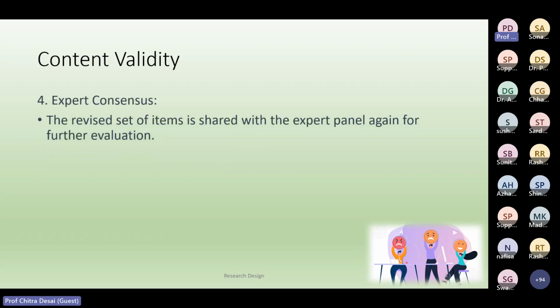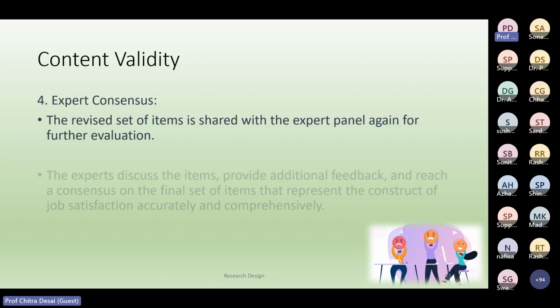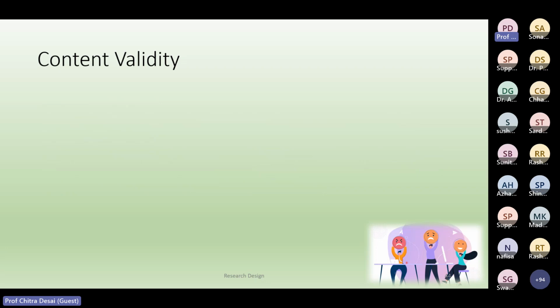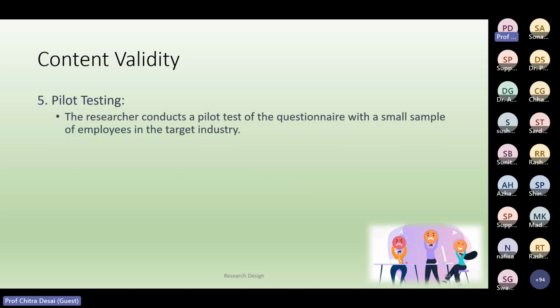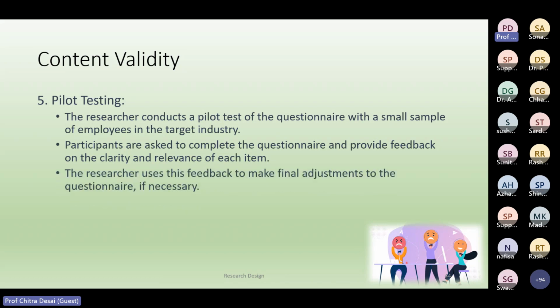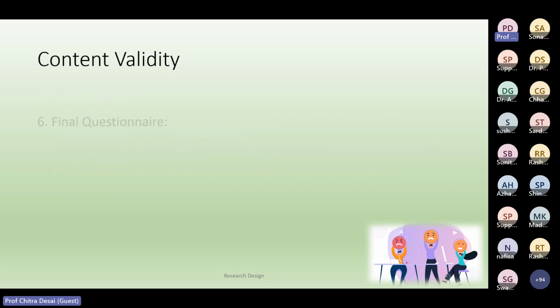Then consensus. The revised set of items is again shared with the expert panel for further evaluation. And after discussing with the experts, you can provide additional feedback on the job satisfaction items. In this example, we started with the job satisfaction constructs and their validity. Then we do pilot testing, and after that, we ensure that the feedback and the clarity that we have received help the final adjustments to the questionnaire if necessary.